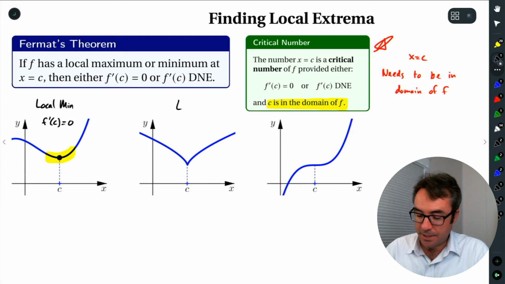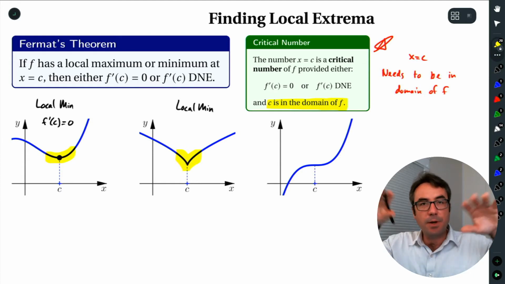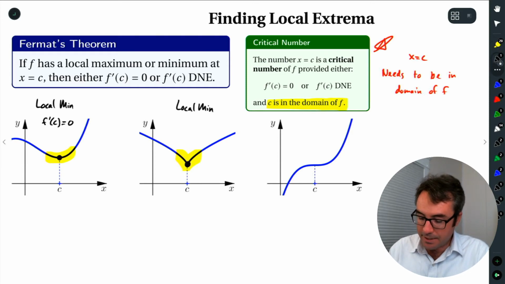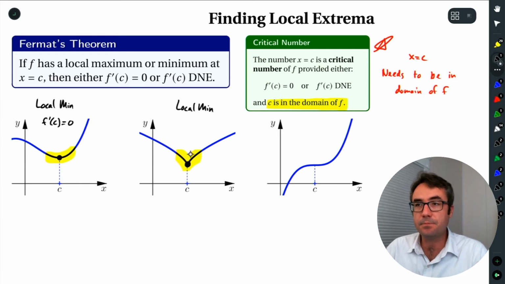Well, in the second graph here, we have a local min. Same kind of thing. We look in a little neighborhood of that point, and there might be other low points out there somewhere else on our graph, but right around this point right here at x equals c, that's as low as our function gets. Right in this little section here, that's as low as our function gets. So that's another example of a function that has a local min at x equals c.